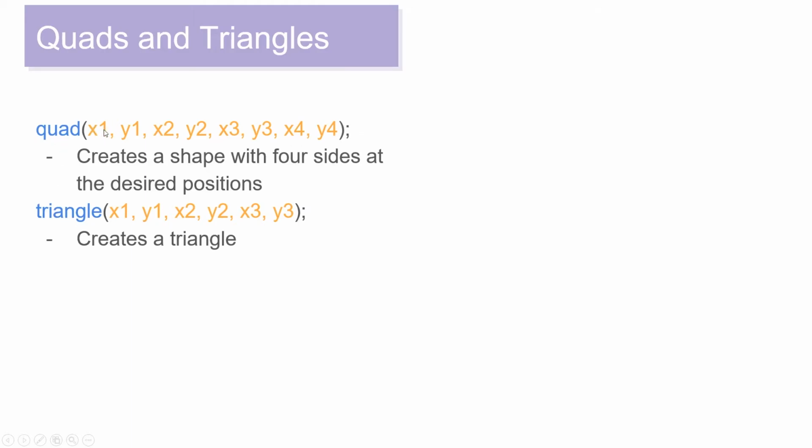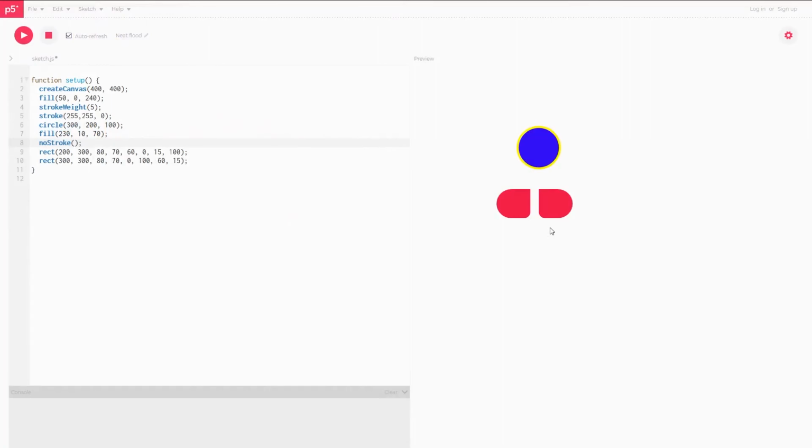If you look here, you have an x1, so it's going to be your first x coordinate followed by the first y coordinate, then the second x and the second y, and so on until you get to the 4th. So let's try that out in our code.